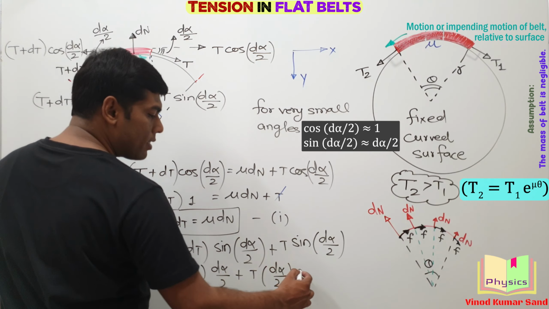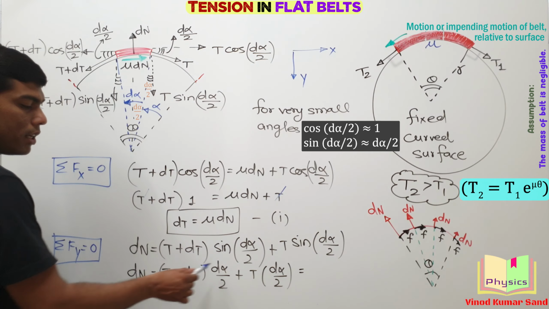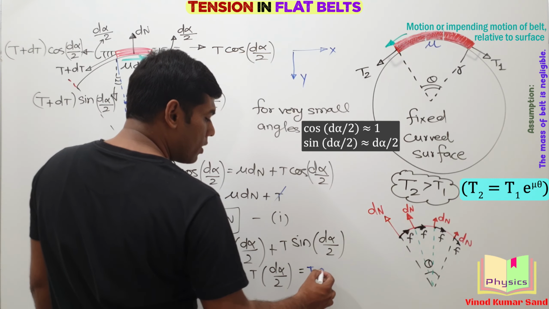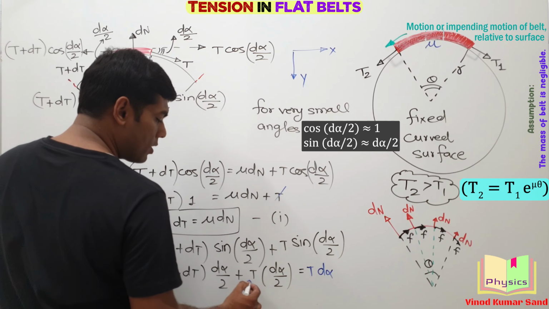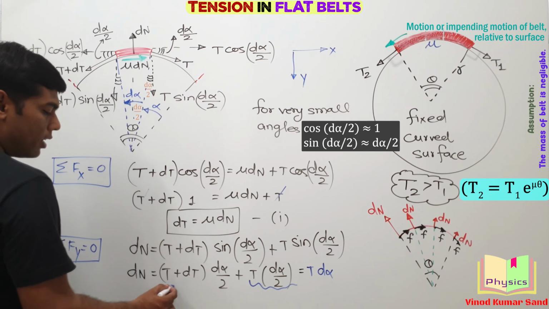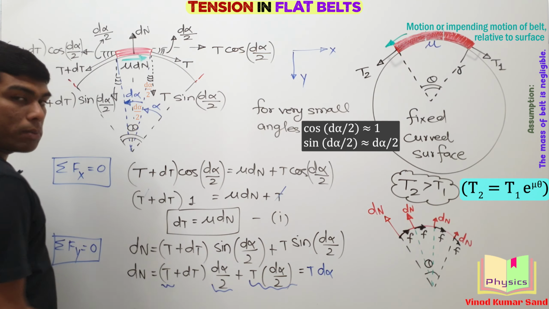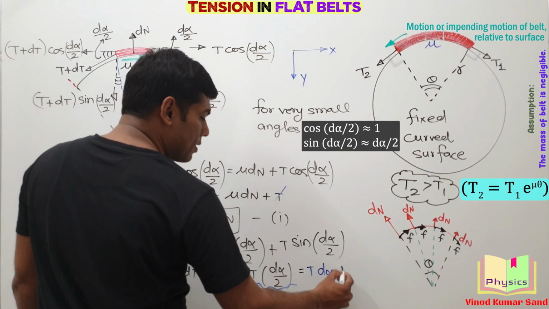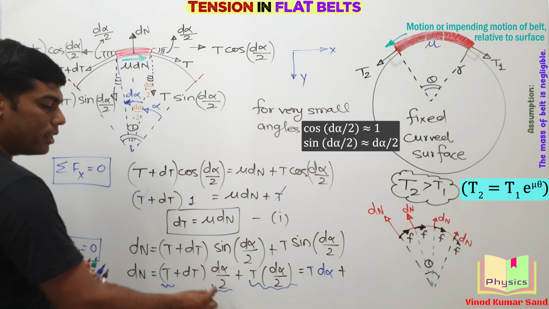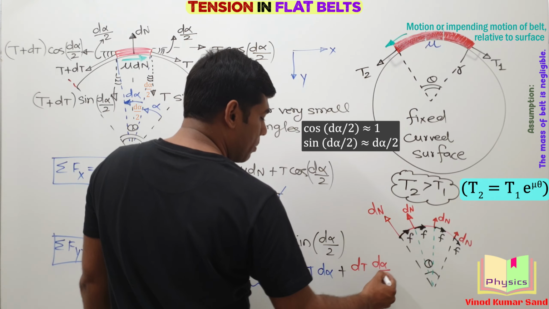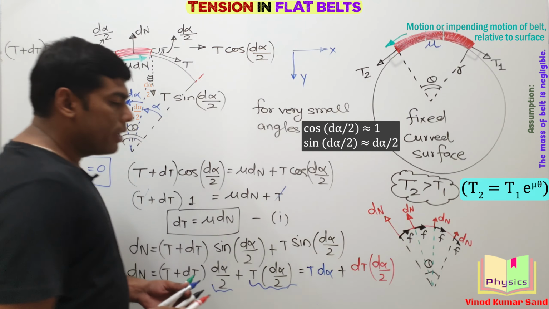We can simplify this expression further. It is T d alpha by 2, T d alpha by 2. So T into d alpha. You understand this computation? T d alpha by 2, T d alpha by 2, two times when you operate it, it will become T d alpha. Plus we are left with dT d alpha by 2. Here are two infinitesimals which are in multiplication.